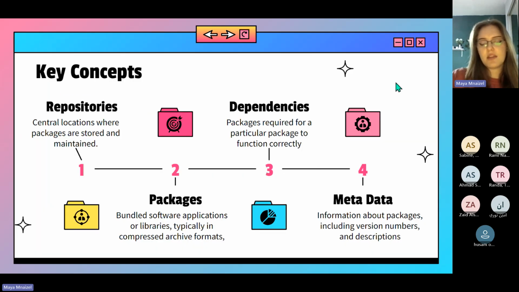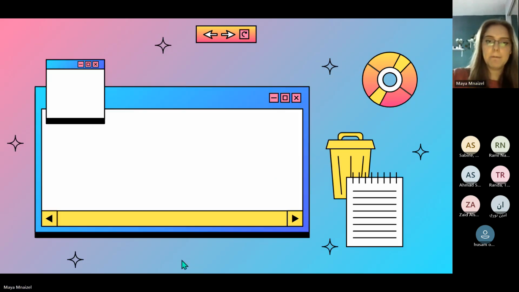Also dependencies. Dependencies are things that are required for a package to work. So this software depends on something. I can't remember any dependency right now, but it's just another package that is required for software to work. And metadata is information, what we call data about the data. It describes information, it gives version numbers and descriptions for a specific software or package.